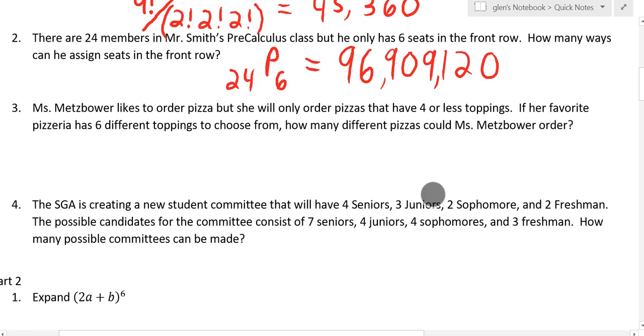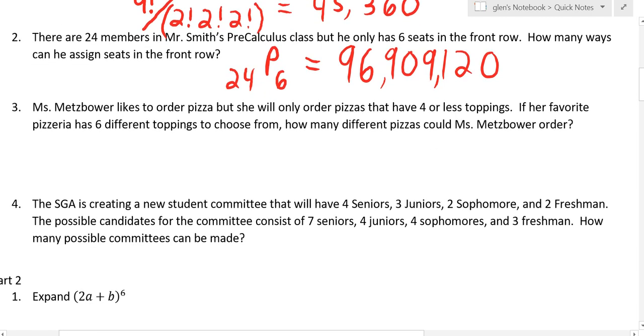Miss Metzbauer, that's my wife, she likes to order pizzas, but she'll only order pizzas that have 4 or less toppings for some weird reason. So she could have 4 or 3 or 2 or 1 or 0. Her favorite pizzeria has 6 different toppings. How many different pizzas could she get? Well, this is an or situation, right? If she's going to get 0 toppings, there's only one way she can do that, right? But really that is 6 choose 0.